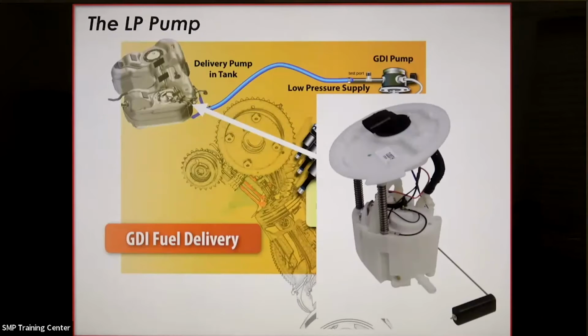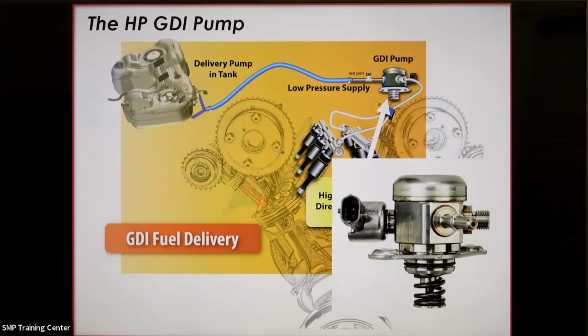Now, going back to the low side for just a moment, I think we all probably understand the low side part of the system. Why? Because it's the same basic supply system that we've had for years with port injection. You've got an electric pump in the tank, like you see here, and everything that we have come to know about the fuel supply on a port injected engine, we can apply to this low pressure side of the GDI system.